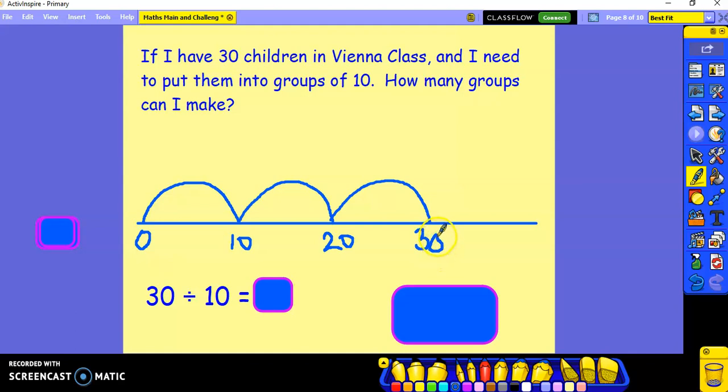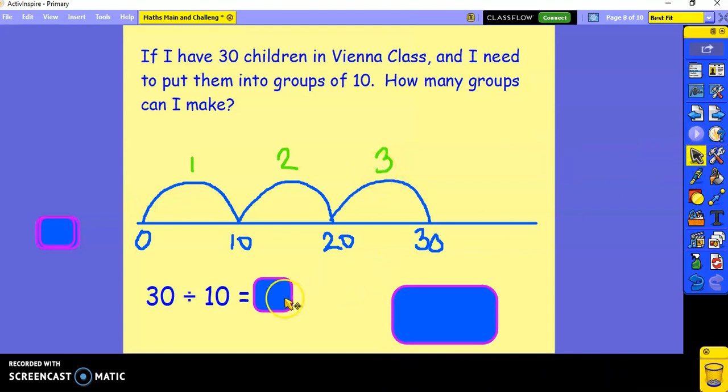So how many jumps have I done? I've done 1 jump, I've done 2 jumps, I've done 3 jumps. I've done 3 jumps of 10. So the answer is 3 again. Well, I must have had number 3 on the brain when I was coming up with these questions.